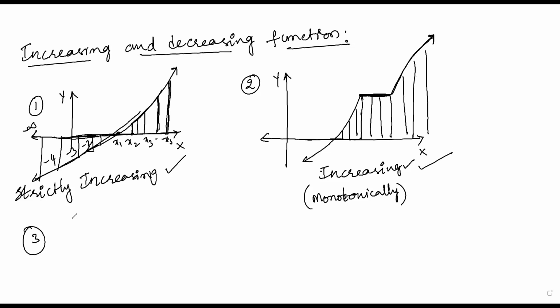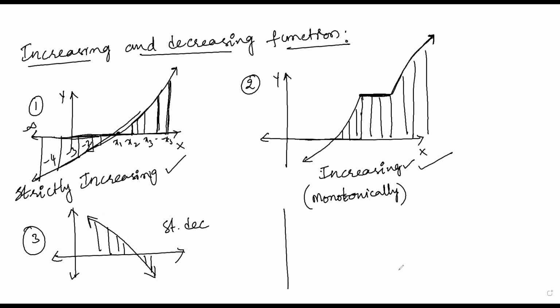The next one: here you see this, now you have it like this. What can you say about this? Strictly decreasing. Very good, strictly decreasing. Done. So the next one: first it is like this, and then like this, and then like this. What can you say about this? First it decreases, then constant, then decreases, then constant, then decreases. That means it is not strictly decreasing, so you can say decreasing.